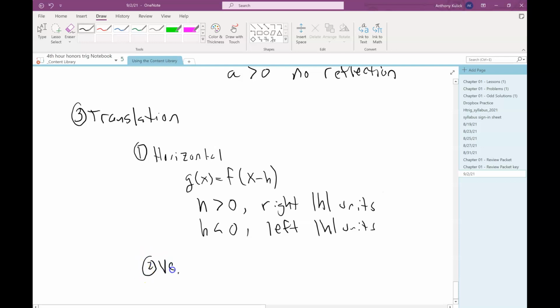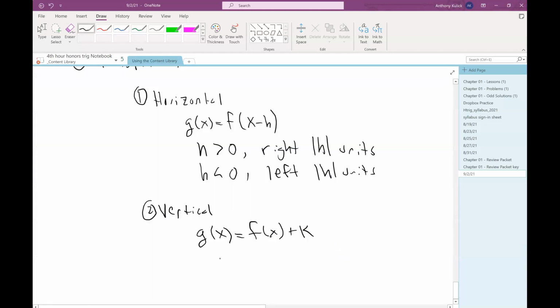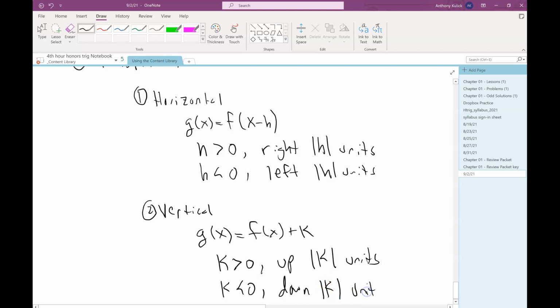The other option is a vertical translation. There we're going to add or subtract a constant directly from the y-coordinate. So if that constant's positive, it's going to be going up that many units. And if it's negative, we're going to be going down that many units. And if it's 0, it doesn't go up or down at all.